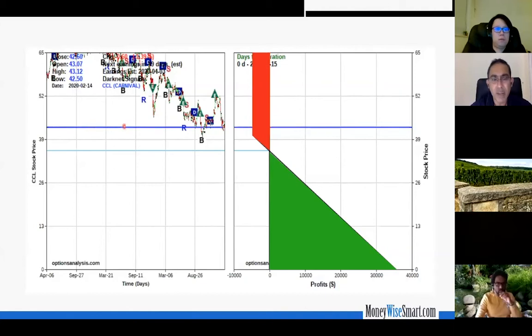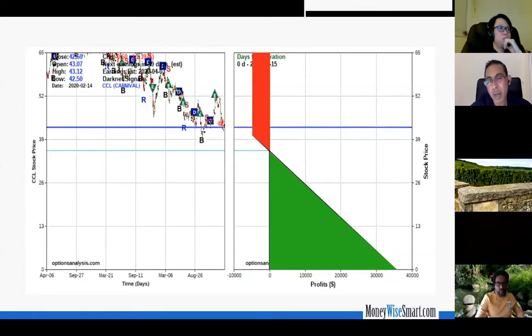This is the end of day of 14th of February. So this blue line is the stock price. My break even is 35.6. My put option strike is 40. So anything above 40, this is the maximum that I will lose, because this is the profit line and this is zero. So anything on the left side of zero is my loss. So my maximum loss is $4,400, and here this is the profit that I make.